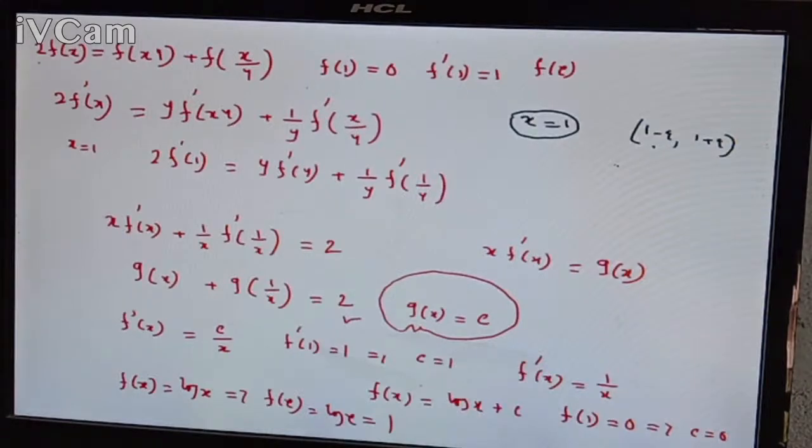Now, if we consider another interval, that is 1 plus epsilon to 1 plus 2 epsilon, then again we will get the constant function. So, when the interval increases, we'll get the same situation again and again. Therefore, g of x is a constant function. Okay. So what we have got? We have got f of x equal to log x. So f of e equals 1.